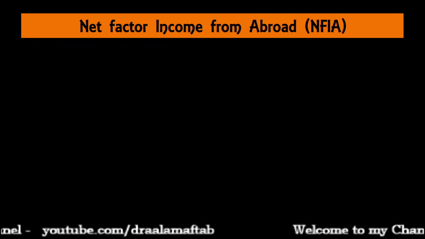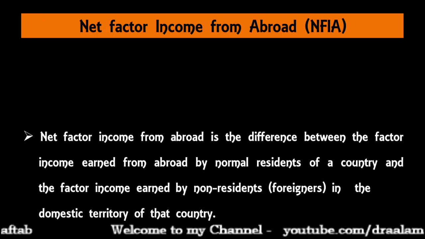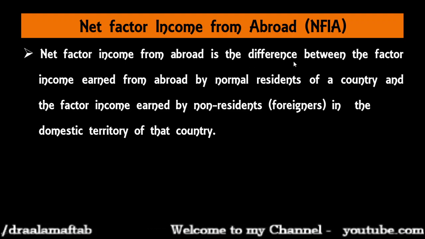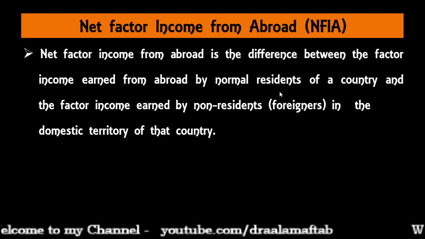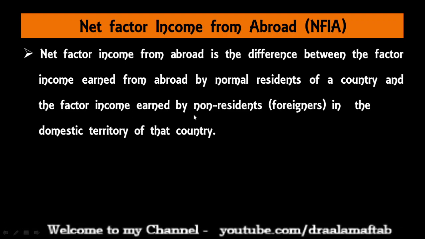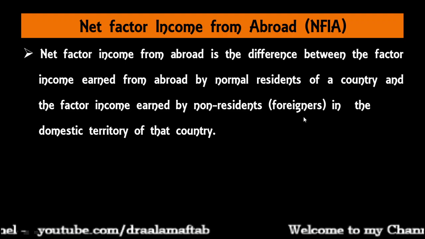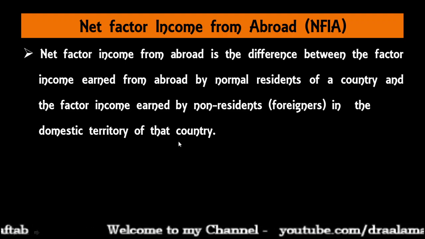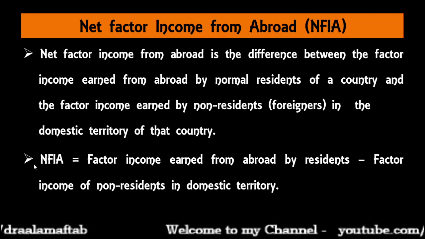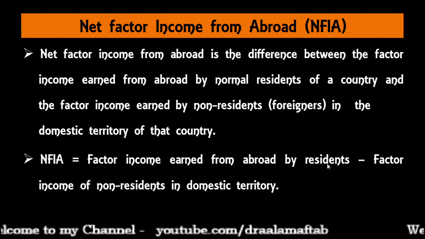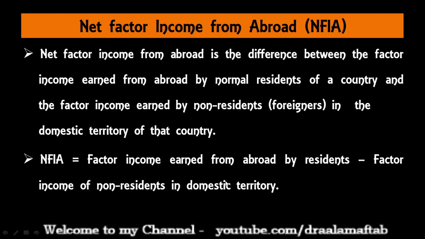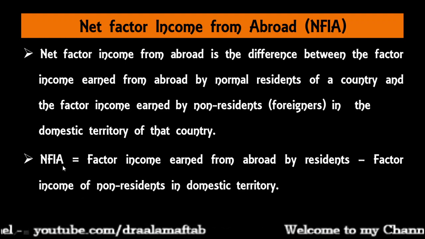So these are the different concepts. Now in detail we will see the net factor income from abroad. What is this? What are the different components in this? So net factor income from abroad is nothing but the difference between factor income earned by normal residents of a country, say for example Indians working abroad, and the factor income earned by non-residents, that is foreigners working in India, that is in the domestic territory of a country, that is India. So NFIA is equal to factor income earned from abroad by residents, that is Indians working abroad, minus the factor income earned by non-residents, that is foreigners in India. So this difference will give you net factor income from abroad.